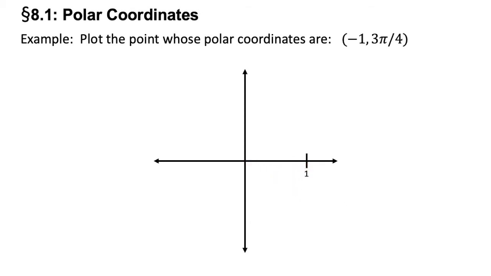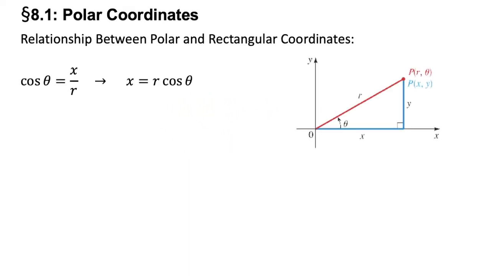Now let's plot (negative 1, 3 pi over 4). We plot the segment with radius 1, rotate it by 3 pi over 4, and then reflect it through the origin. Here's a relationship between polar and rectangular coordinates.